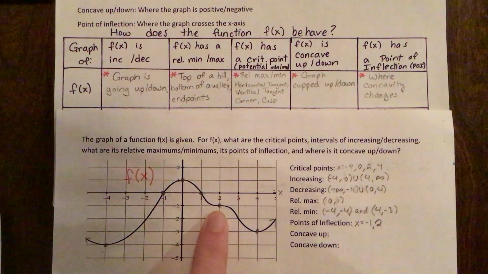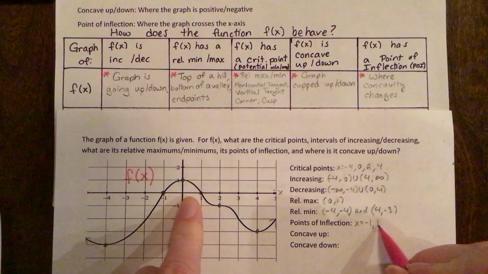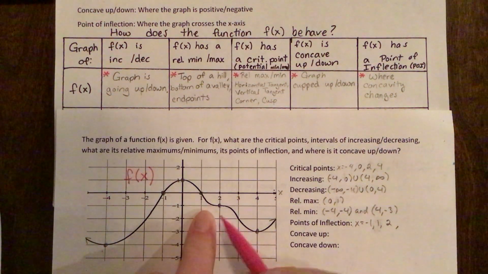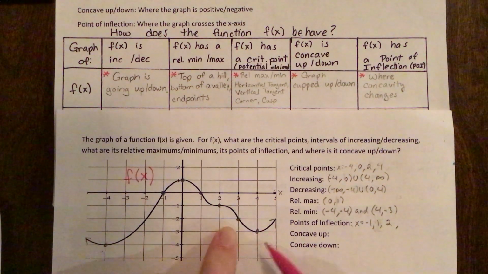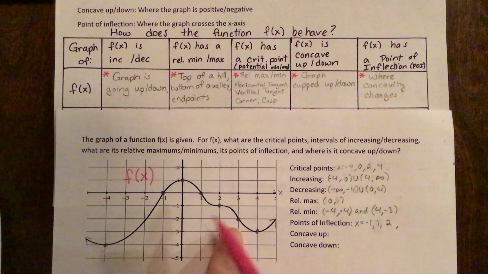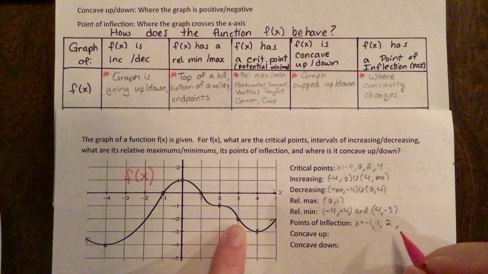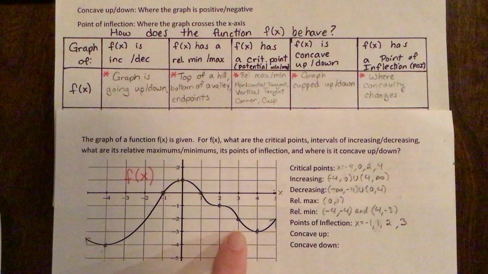Then I forgot to write down the 1. We talked about it. 1, 2, and then it looks like we switch again right here. So again, this does not have to happen. The points of inflection do not have to happen on the x-axis, and usually they're not. x equals 3. That last one.